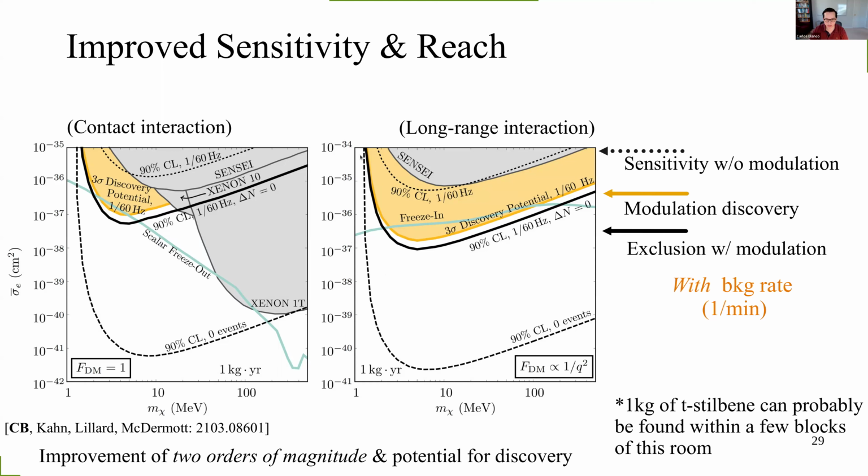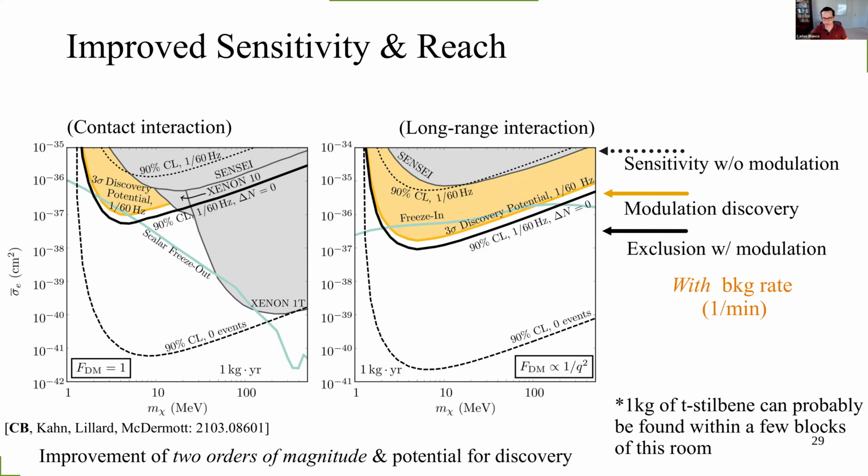We go down to this black line in exclusion potential. But because we now have a verifiable signal, we also get a discovery potential. We get something that we can compare to a model and say, yes, that's what we expected. That's what we got.